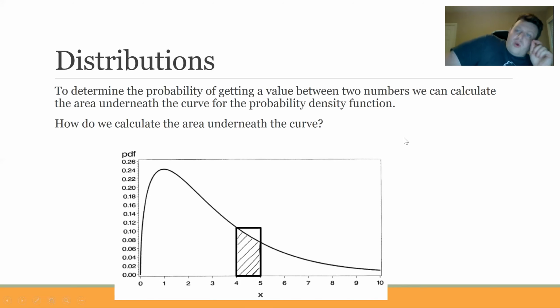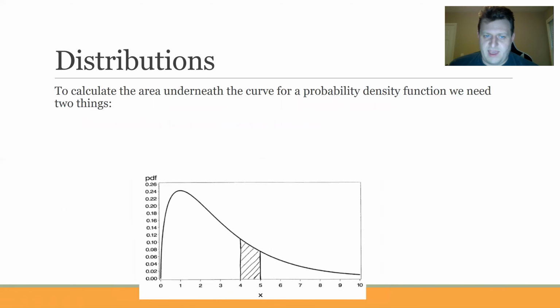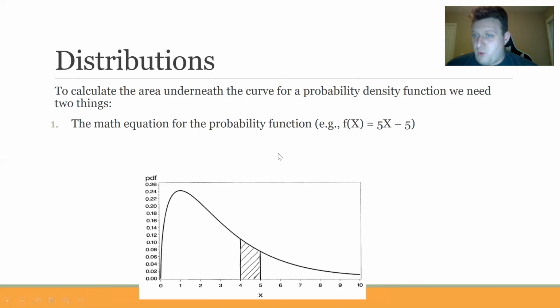All right, now we're going to figure this out in a different way. If we want to find out the area underneath the curve, if we're given a probability density function, and we want to figure out what's the probability of getting a score between this point and this point, we need two things. The first thing that we need is the math equation. What is the math equation of this line? If we have that math equation, we can calculate area underneath the curve.